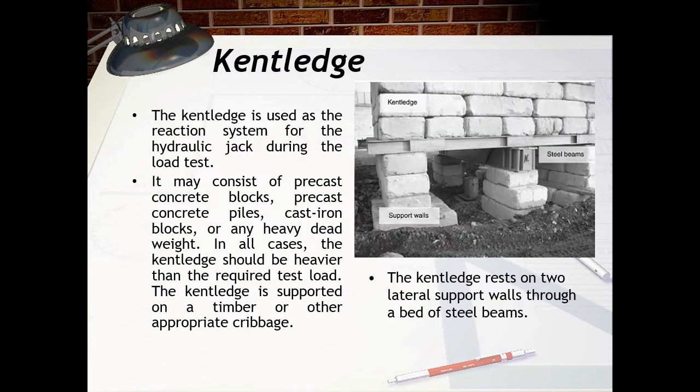Cartilage. The cartilage is used as the reaction system for the hydraulic jack during the load test. Jadi ini adalah test yang kita buat nak check sama ada bearing capacity is okay or not. It may consist of precast concrete blocks, precast concrete piles, cast iron blocks or any heavy dead weight. In all cases, the cartilage should be heavier than the required test load. The cartilage is supported on a timber or other appropriate crib. The cartilage rests on 2 lateral supports wall through a bed of steel beams.